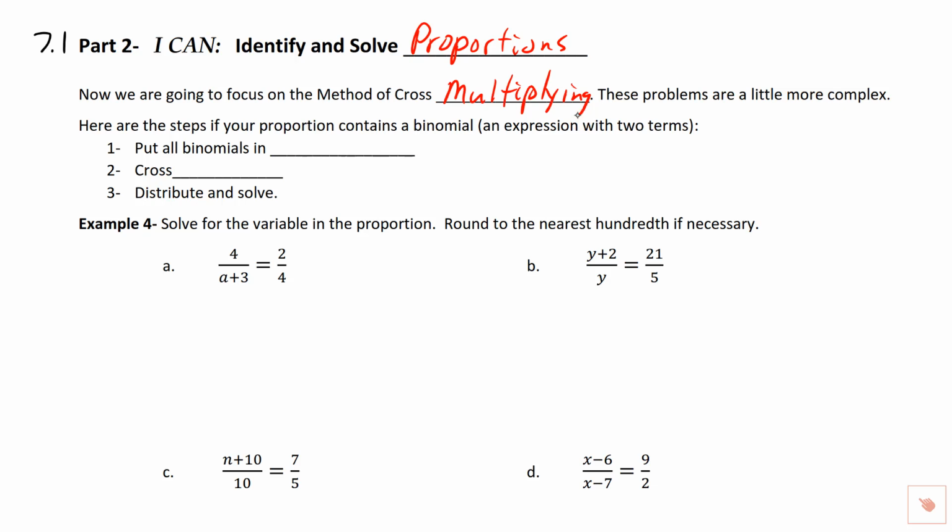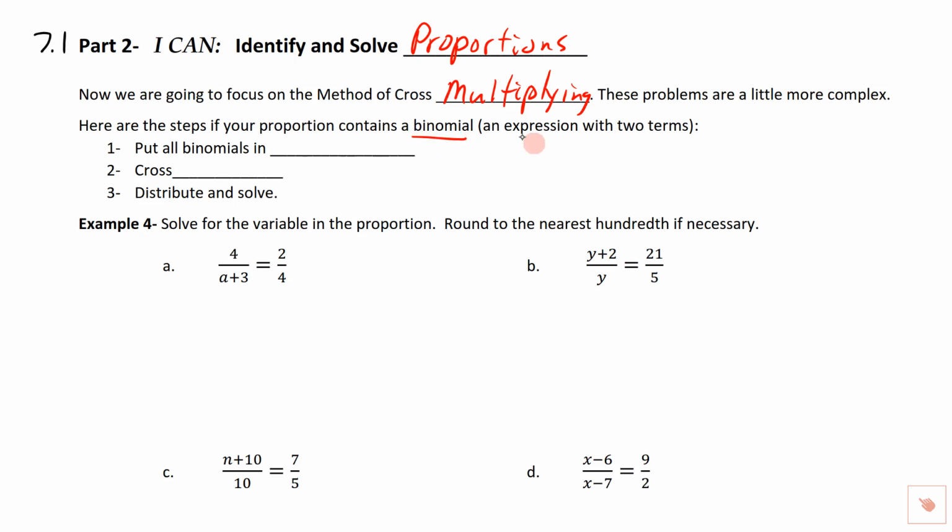Cross-multiplying. All right, so the problems are a little bit more complicated today. We've got a couple little twists to them, and there's a couple steps that you ought to be aware of, a couple little tricks that we ought to make sure that we do each time when we solve these. So here are a couple things that we're going to keep track of, especially if it contains a binomial.